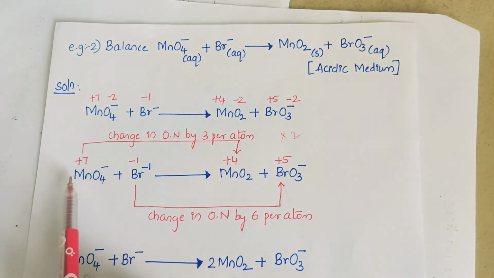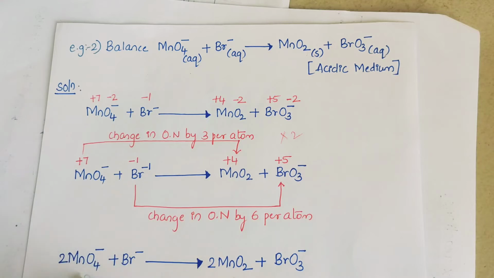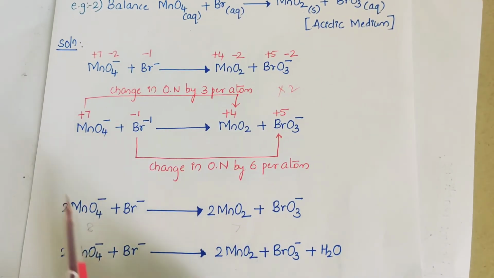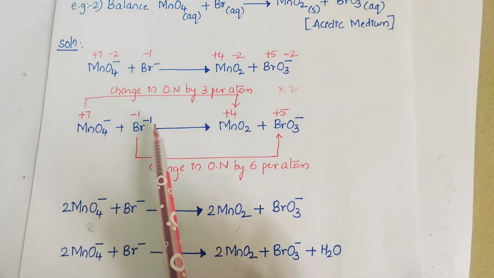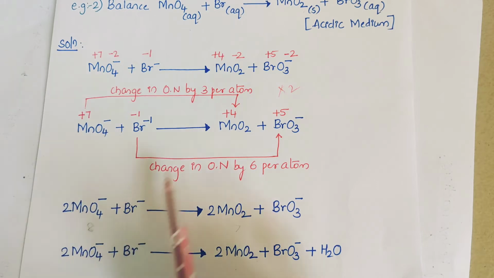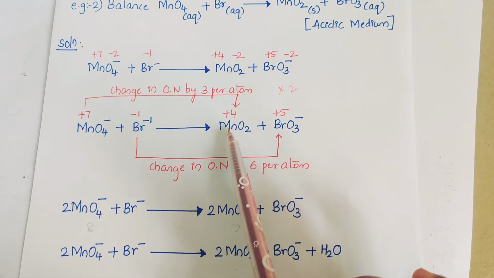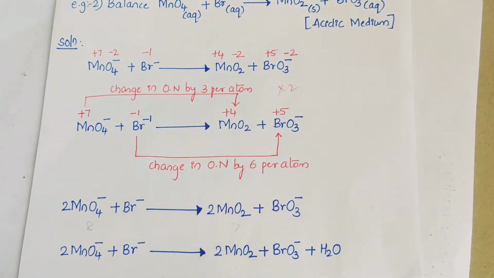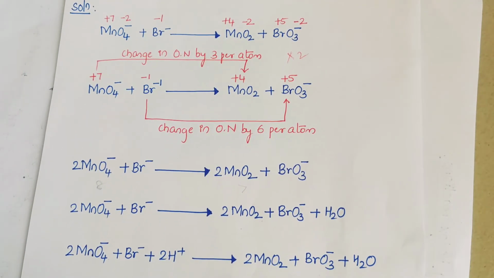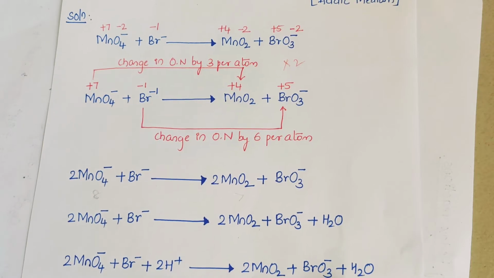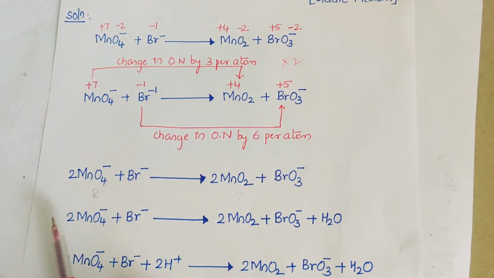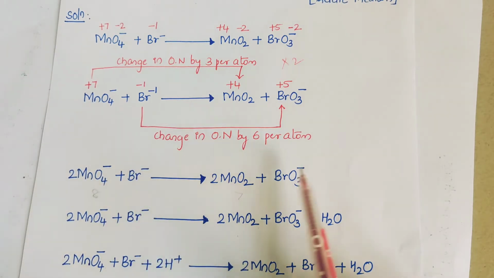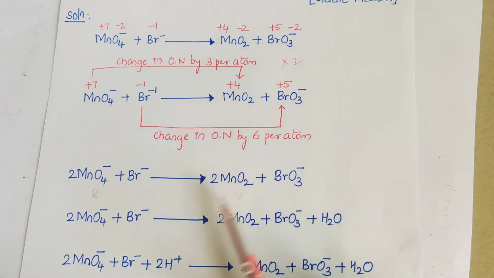So what happens, it becomes 2 MnO4 minus. So that is what is written here, 2 MnO4 minus plus Br minus as it is. So this again multiply by 2, in the sense 2 MnO2 plus BrO3 minus. Now you have to balance all other elements except hydrogen and oxygen. Now here 2 Mn are there, here also there are 2 Mn, 1 Br is there, here also there is 1 Br. Okay, so no change, 2 Mn, 2 Mn, 1 Br and 1 Br.